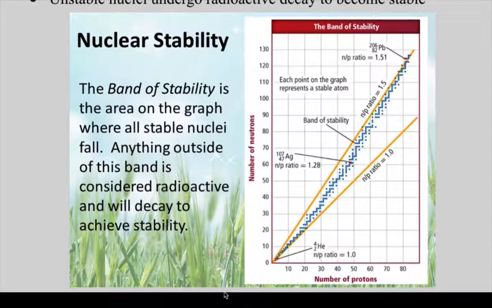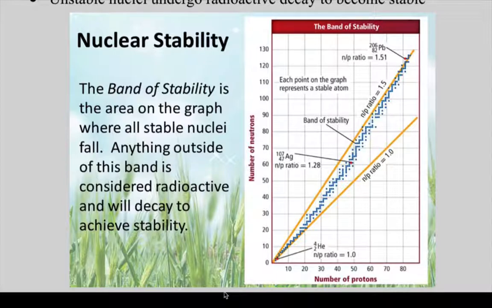So what do we have on the x-axis? Protons. So guys, literally, as we move from left to right across that x-axis, we are moving across the periodic table, right? Because the number of protons tells us the element. So we are going from element 1 up to element 80. So we're basically marching up to Mercury on the periodic table.